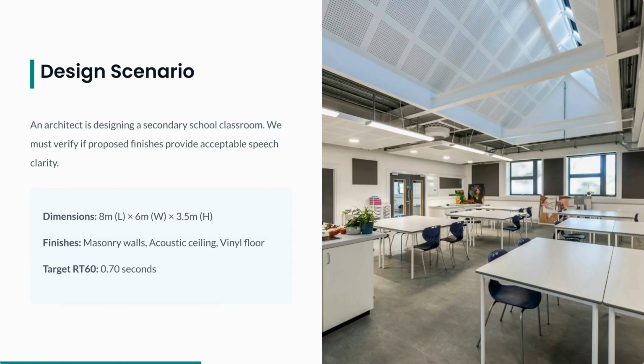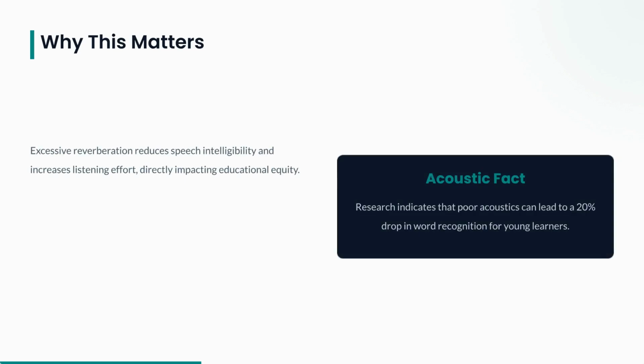The design scenario involves a secondary school classroom with dimensions 8 meters by 6 meters by 3.5 meters. It has masonry walls, an acoustic ceiling, and a vinyl floor. Our target reverberation time is 0.70 seconds. Acoustics matter because excessive reverberation reduces speech intelligibility and impacts educational equity. Good acoustics improve concentration, protect teacher vocal health, and enhance learning outcomes.